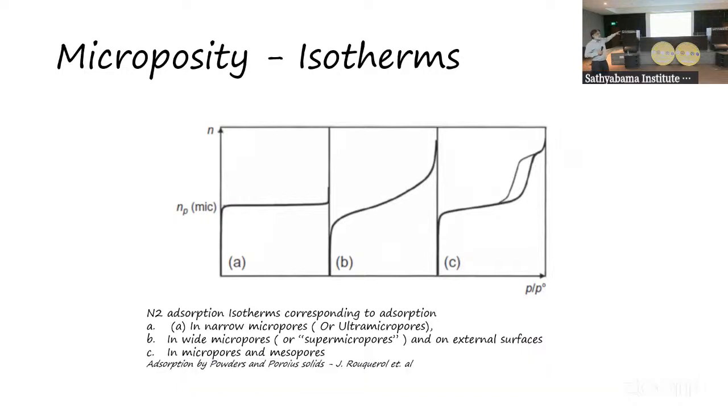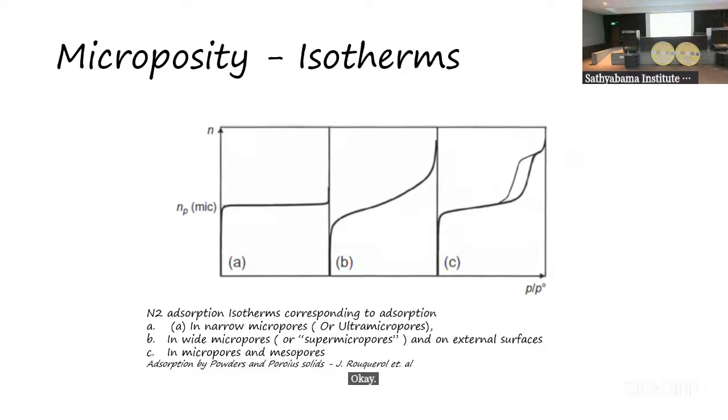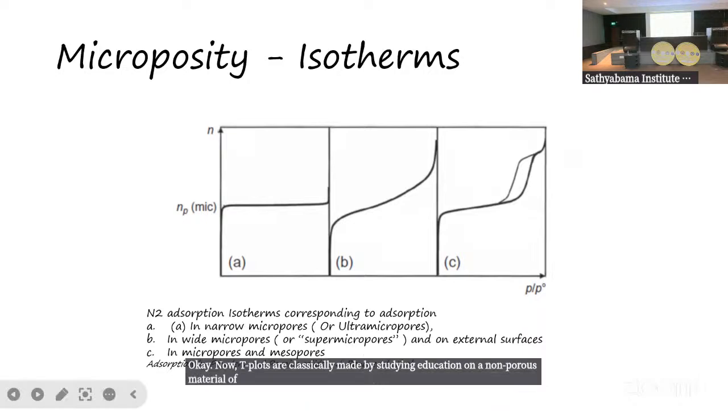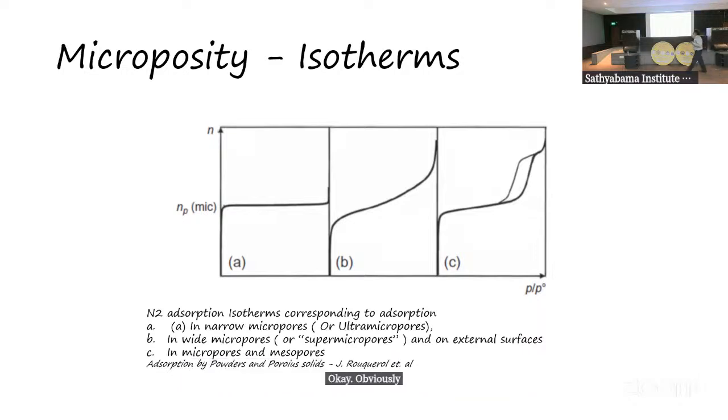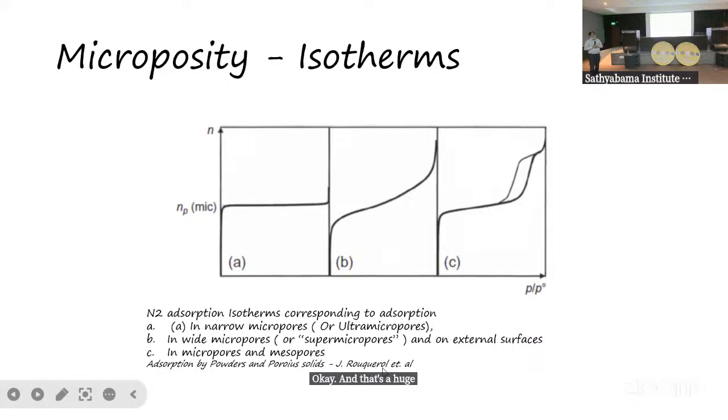These T plots, that equation that you saw, is an important part of the pore size distribution. Now, T plots are classically made by studying adsorption on a non-porous material of similar chemical nature. Obviously, there is a basic flaw in that. The basic flaw is that none of these T plots take into account the curvature of your pore. And that's a huge effect.